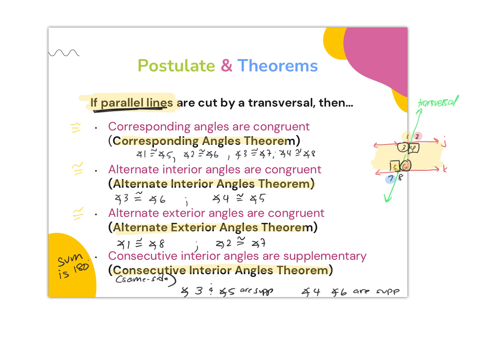So what does that mean? That means that angle 3 plus angle 5 must equal 180 degrees. And angle 4 plus angle 6 must also equal 180 degrees because of the definition of supplementary angles. So again, all of these congruent and supplementary things you're learning about today is because the original lines happen to be parallel.